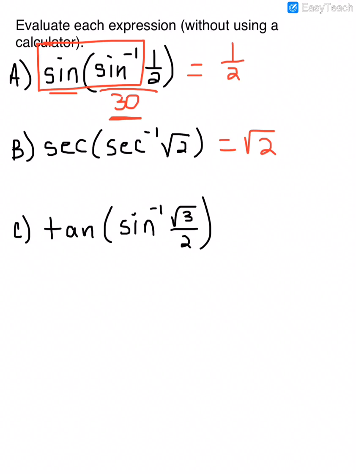Now when they're different, you have to go through the steps. Okay, so this says the tangent of sine inverse of square root of 3 over 2. So we got to work with the inside first. And the sine inverse of square root of 3 over 2 would be 60 degrees. So now we want to know what the tangent of 60 degrees is. Well, the tangent of 60 degrees is the square root of 3.